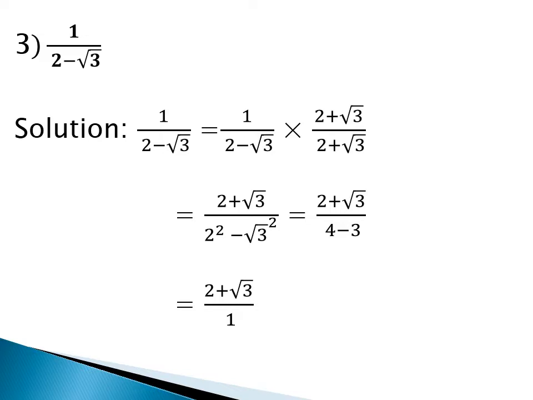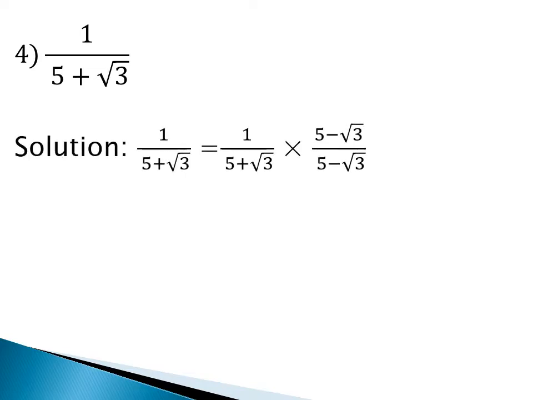I think now you have understood the idea here. Now we can go for the next example. Clear to you, that is 1 by 5 plus root 3. As you know, 5 plus root 3 is an irrational number. So what are the steps for this one? 5 plus root 3 means the middle sign is plus. So we should convert with the opposite sign, 5 minus root 3 divided by 5 minus root 3.